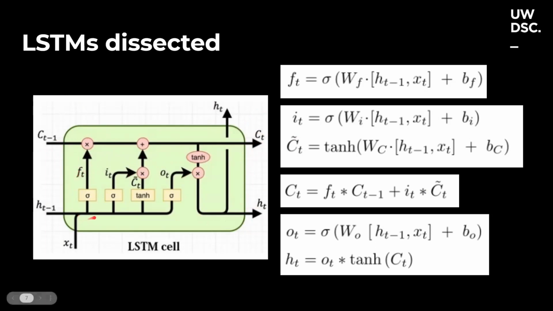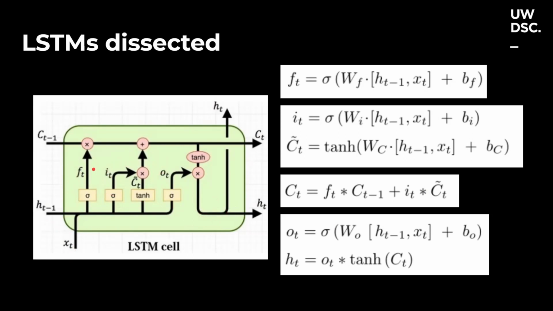We'll first look at this gate. We call this the forget gate, and it's literally what it is. A forget gate forgets the information that you don't need. An input gate selects what inputs to be used, and the output gate selects what outputs to be used.